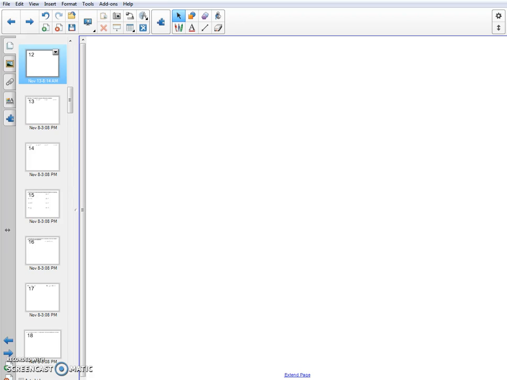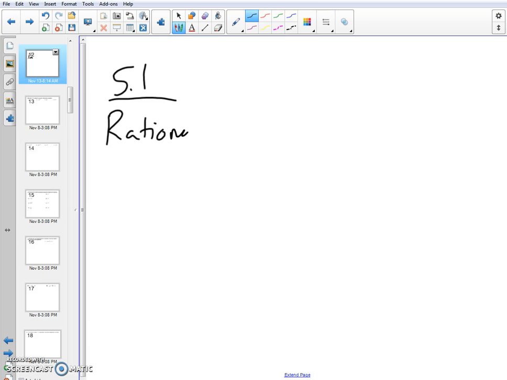All right, so this is the beginning of Unit 5, 5.1, and we're looking at something called rational exponents. We're going to do a little bit of notes in your notebook here, and then we'll move over to your student journal.